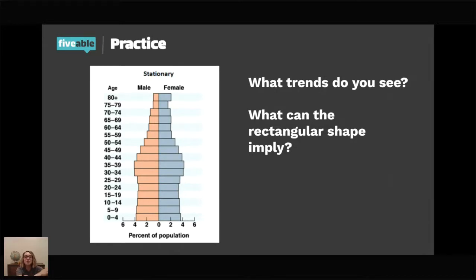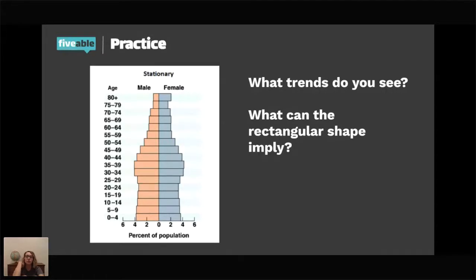Okay, so for trends, we see that we've got a little bit of a bulge in your age range of like 25 to, I don't know, 44-ish. And then it tapers off a little towards the top. Overall, this is pretty rectangular for the most part. This is something that we call a stationary pyramid.